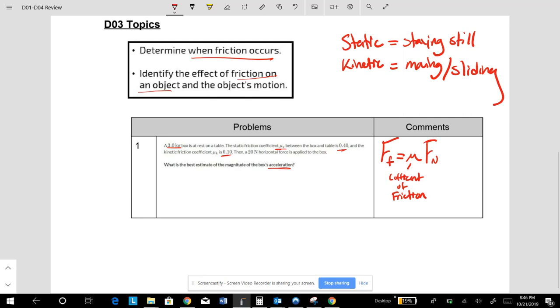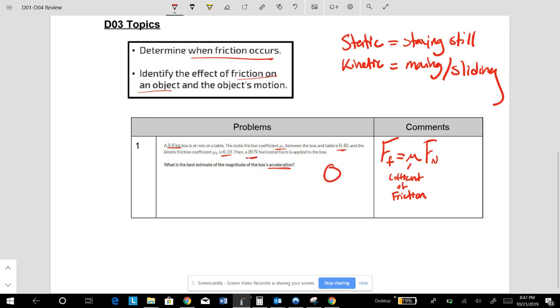So, for example, in this one, you have a 3 kilogram box at rest on the table. The static friction coefficient is 0.4 and the kinetic coefficient is 0.10. There is a 20 Newton horizontal force applied to this box.